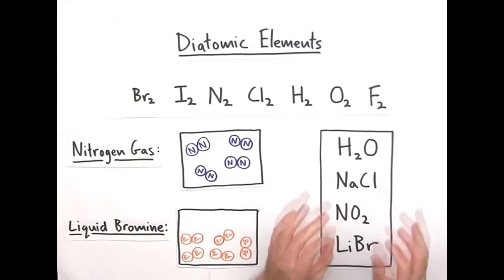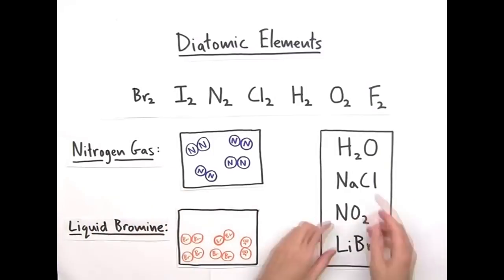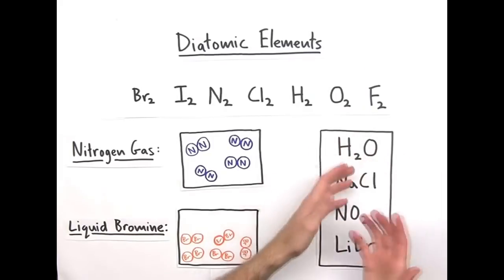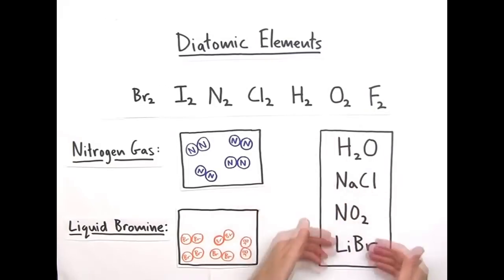But if diatomic elements are connected to other elements, they don't need to pair up. So that's how we can have H2O with just one oxygen atom, because this O is not connected just to another O, but to 2 hydrogens. That's totally fine. This chlorine here, we can have one of it because it's connected not just to chlorine, but to sodium as well, and that's true with these other ones.